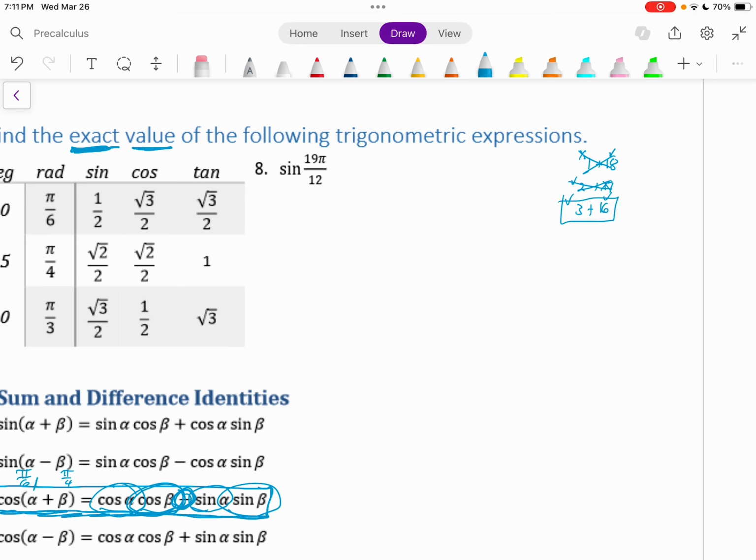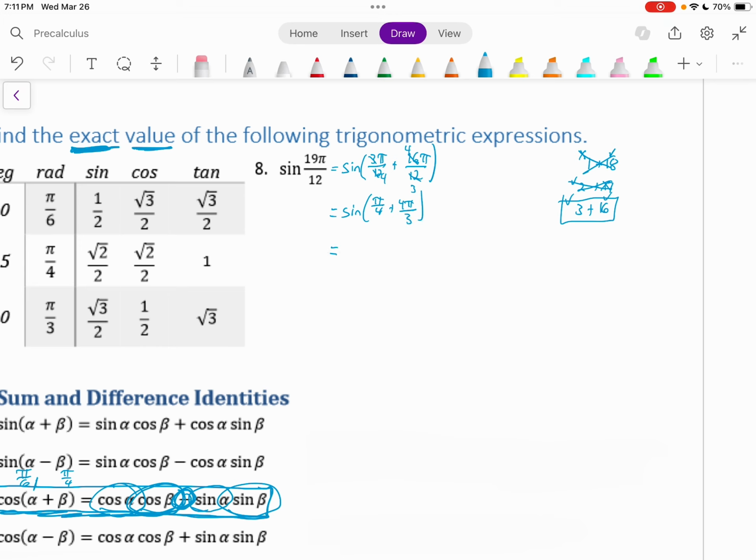So we are going to rewrite this as sine of 3 pi over 12 plus 16 pi over 12. And now we're going to reduce both of those fractions. So this is actually sine of pi over 4, because 3 and 12 reduces to pi over 4. And then 4 goes into both of these. 4 goes into the 16 4 times, and 4 goes into 12 3 times. So this is plus 4 pi over 3.